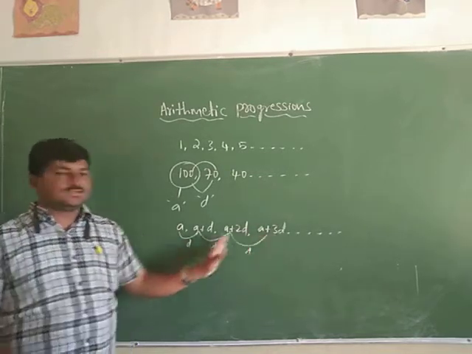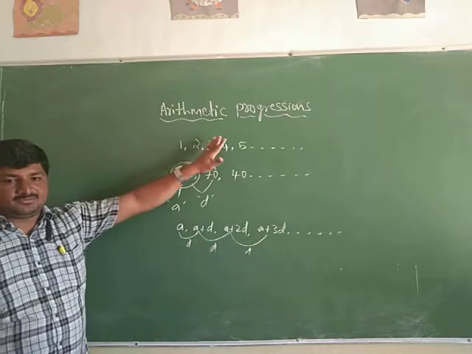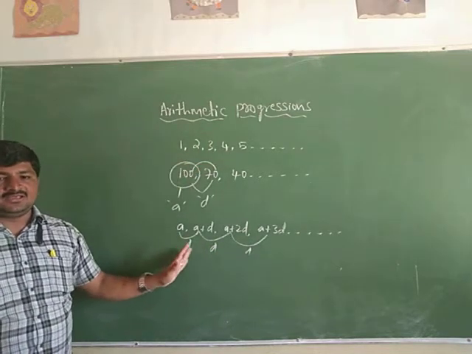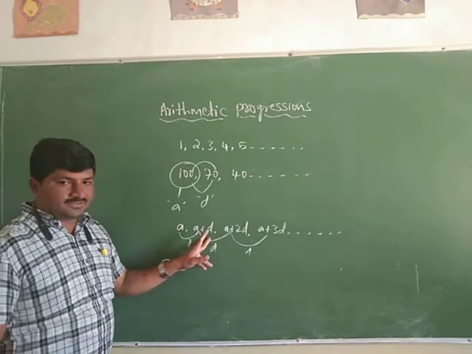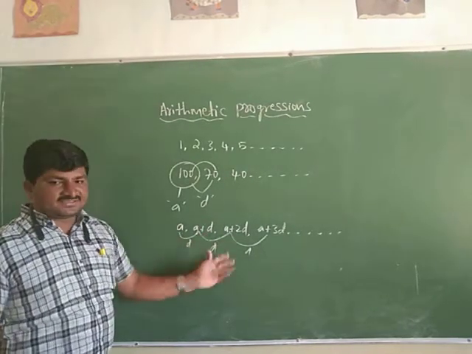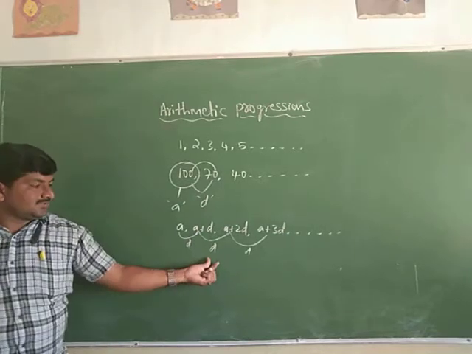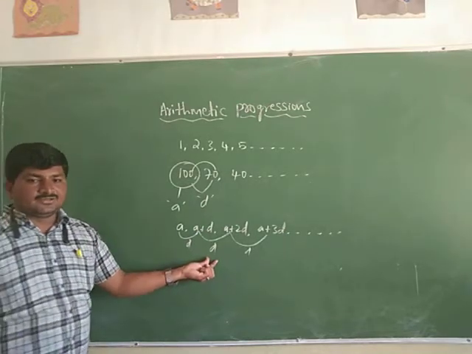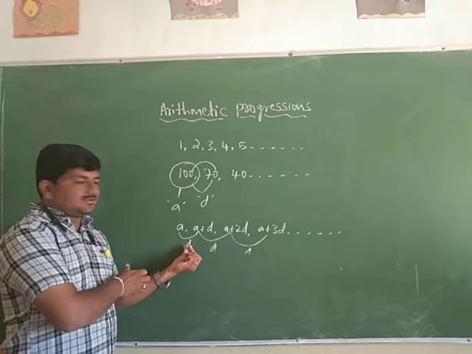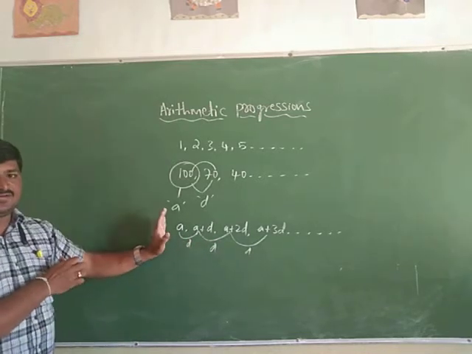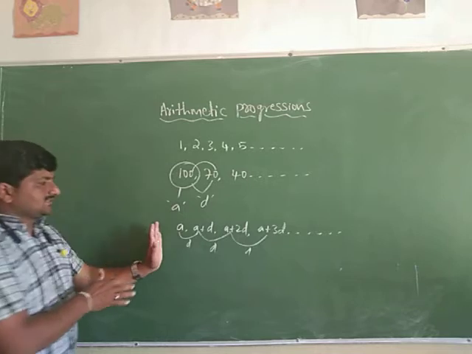So the definition of AP, arithmetic progression: an AP is a list of numbers in which each term is obtained by adding a fixed number. That fixed number is d. This fixed number is added to the preceding term, except for the first term. For the first term we cannot add anything. So this is the general form.